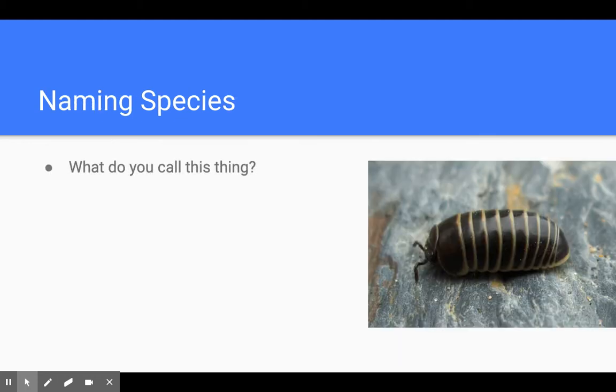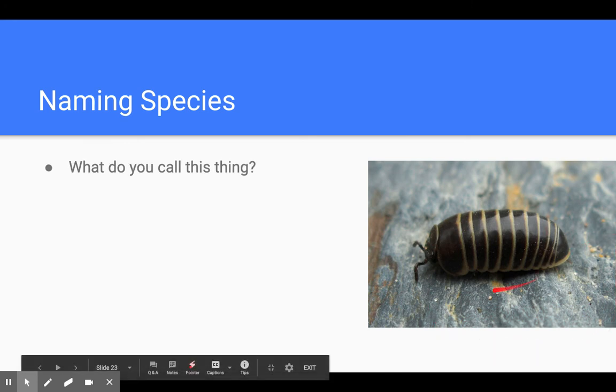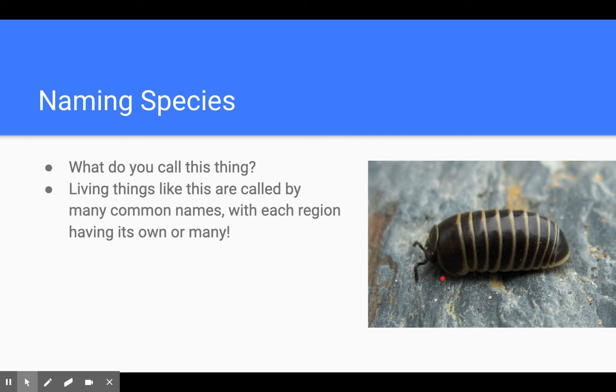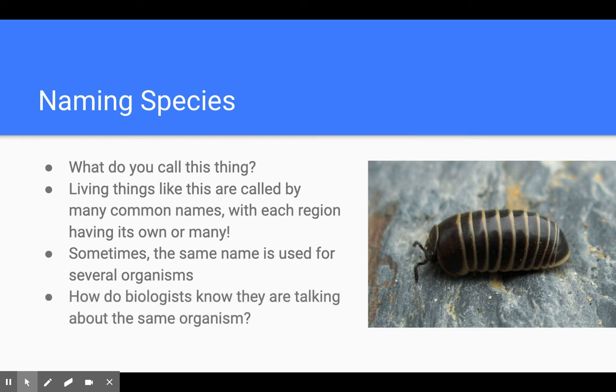So when we talk about naming species, what would you call this thing, this bug over here? Maybe you don't have a name for it. Maybe it doesn't look familiar to you. For me, this guy is a roly-poly. Living things like this have many common names. And generally, each region might have its own name for the same species that we're talking about. Sometimes, even the same name could be used for a bunch of different organisms. So, biologists have to figure out a way to know if we're talking about the exact same organism or not.